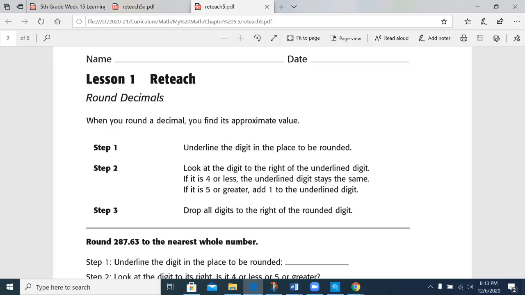Step 2, you look to the digit to the right. If it is 4 or less, the underlined digit stays the same. If it is 5 or greater, we add 1 to the underlined digit. Step 3, drop all digits to the right of the rounded digit. This only applies if you are in the decimals. If it was 274, it would become 270. We can't drop that 0. But if it's 2.74 and we round it to 2.7, then we can. We do have to be cognizant of our place values.